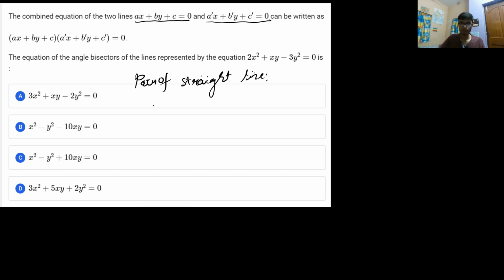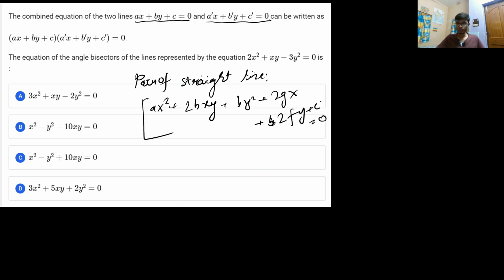The general equation of a conic is given as ax square plus 2hxy plus by square plus 2gx plus 2fy plus some constant is equal to 0. I'm writing for the general equation of a pair of straight lines. You know that this pair equation is similar to the conic equation, and it satisfies the condition that the value of delta is equal to 0.